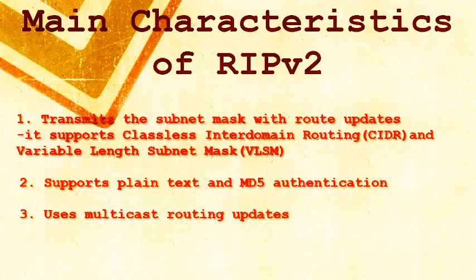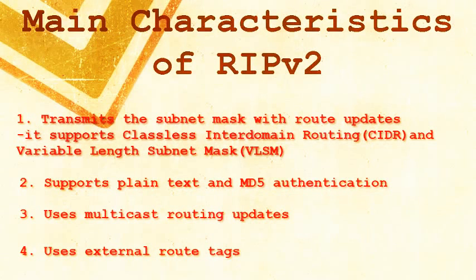And the last characteristic of RIP version 2 is that it uses external route tags. Route tags provide a method of separating internal RIP routes, those routes within the RIP routing domain, from external RIP routes, which may have been imported from an external source such as an exterior gateway protocol.